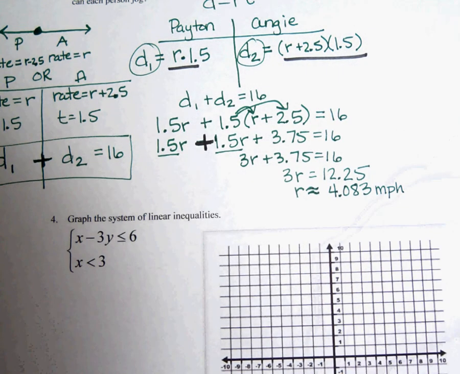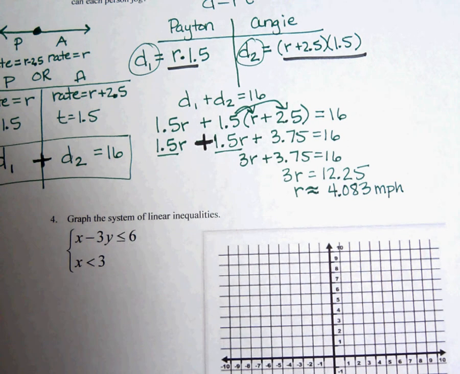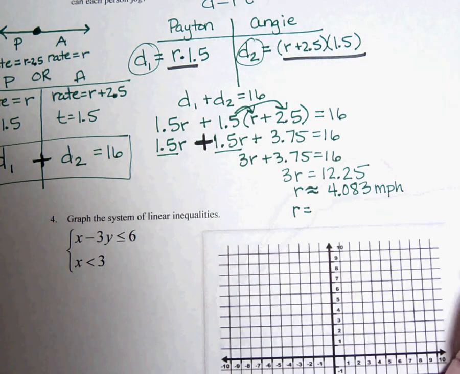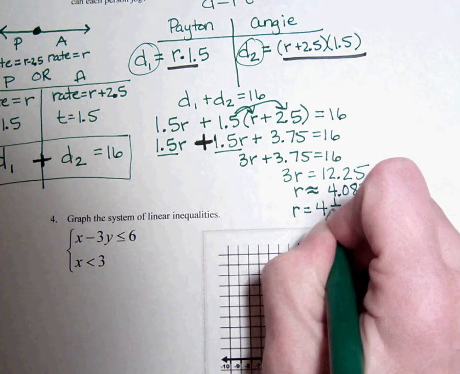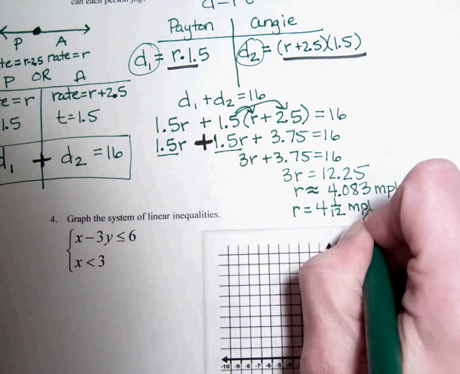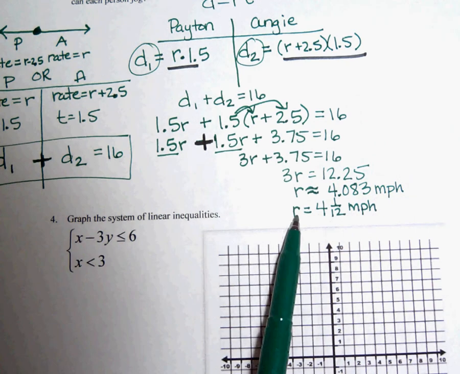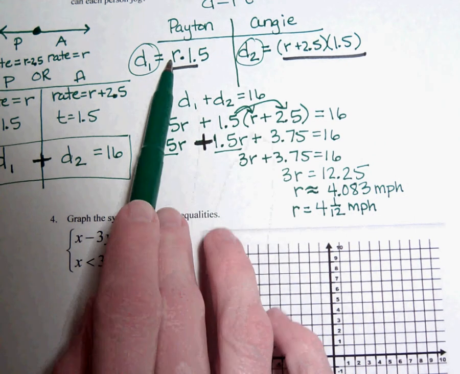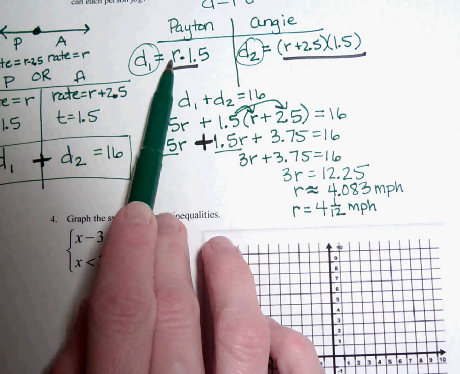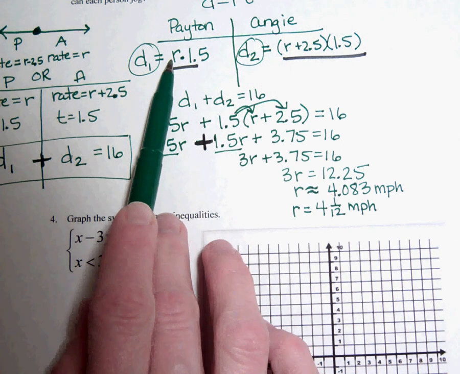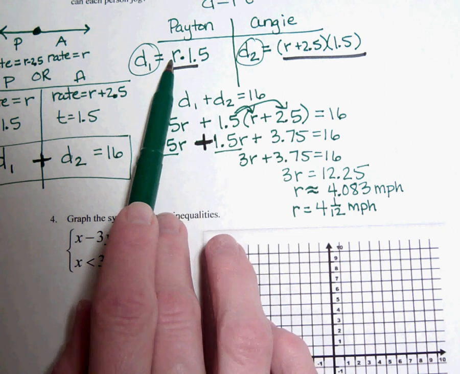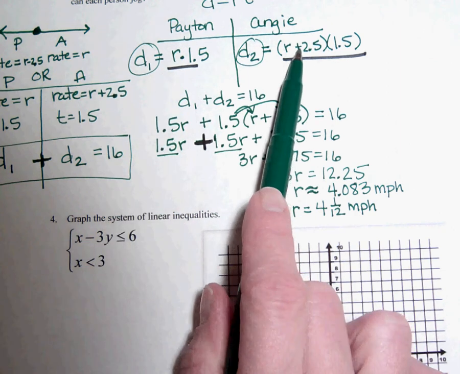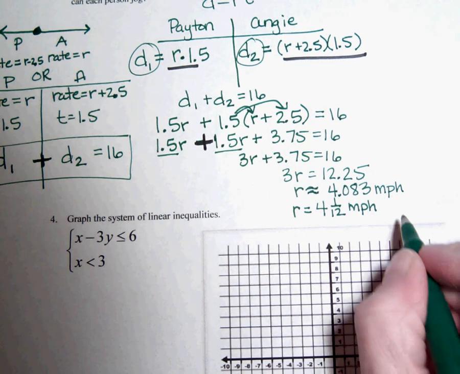That's miles per hour. Now, if we convert that to a mixed number, so we get an exact answer, the 4.083 is actually 4 1/12 miles per hour. So this was r, so this was Peyton. So Peyton's rate is 4 1/12 miles per hour. And so now what we have to do is find Angie's. So remember, Angie was 2.5 miles per hour faster. Okay, so I am going to continue this on the other side.